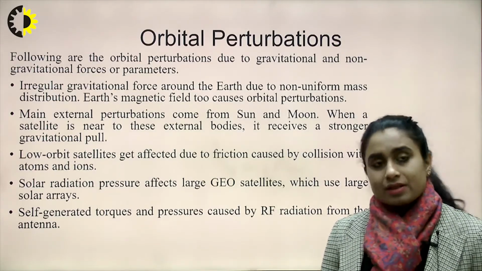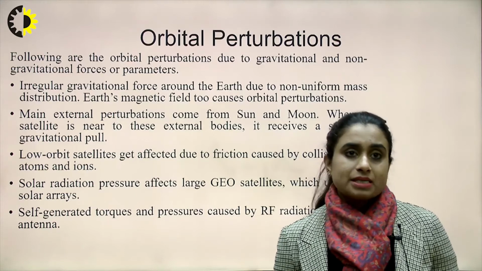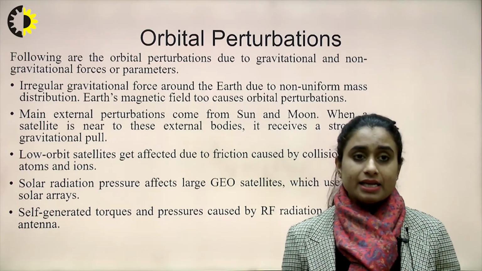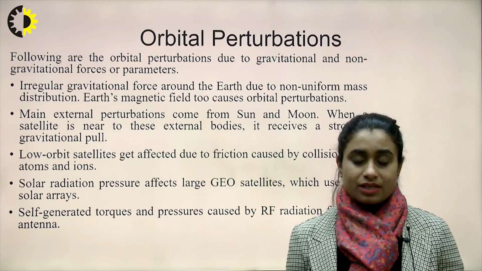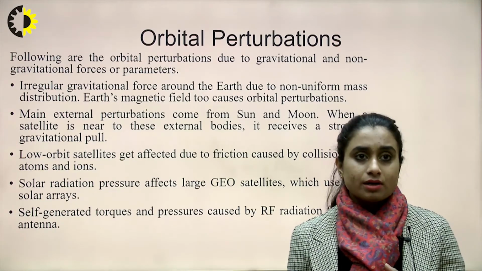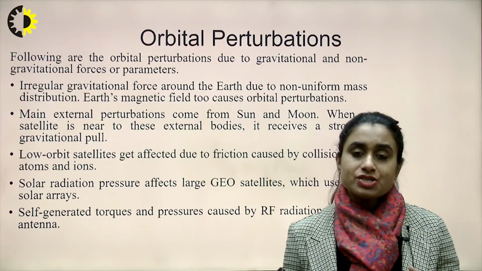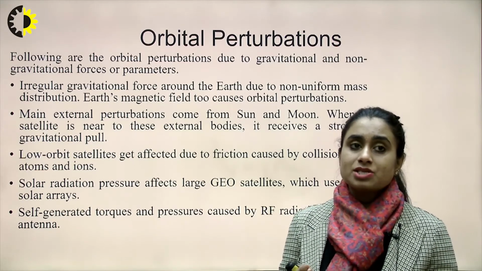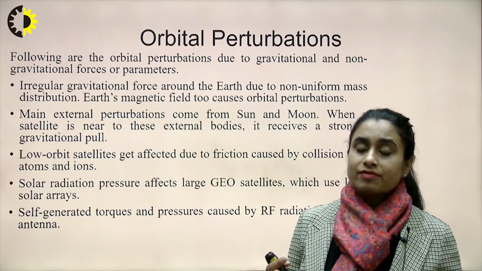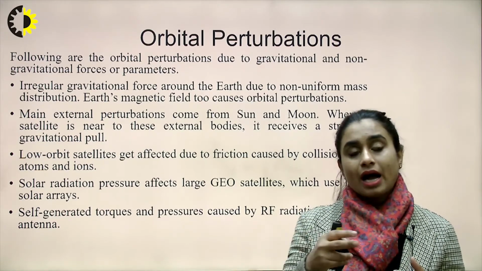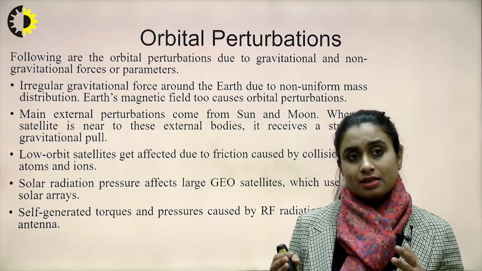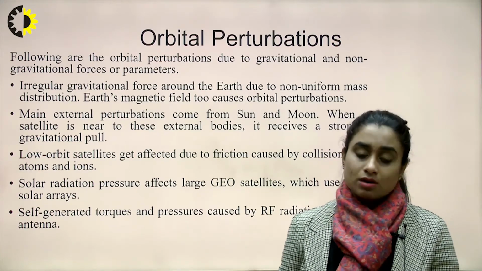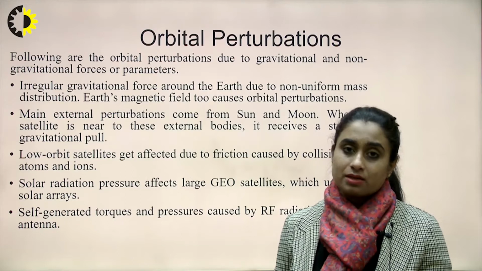Next thing we will be studying about orbital perturbations. So what are perturbations? Any deformity or any deviation from the actual path. So when we are talking about orbital perturbations, then when my satellite deviates from the actual or ideal orbit, that will be called as perturbation. So the question is why these perturbations arise.